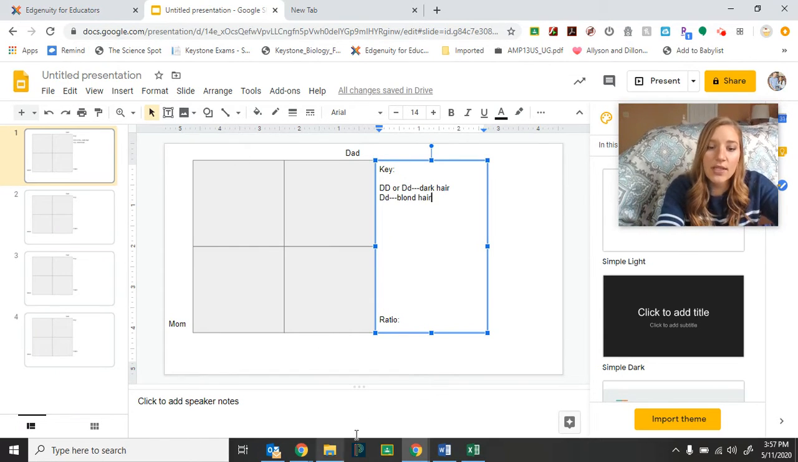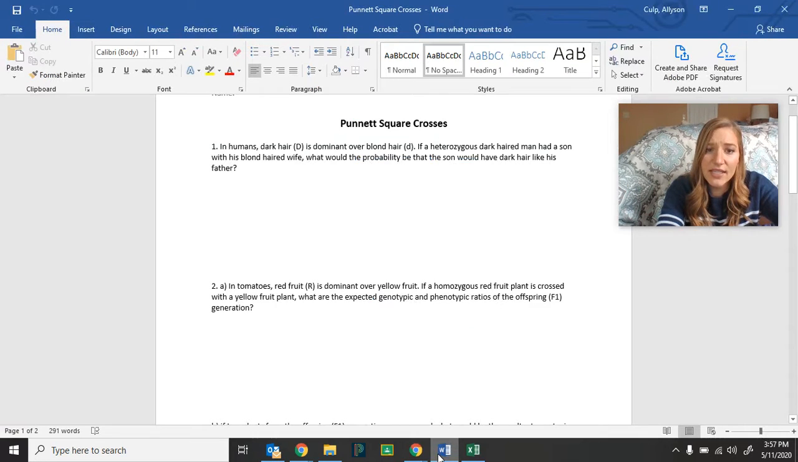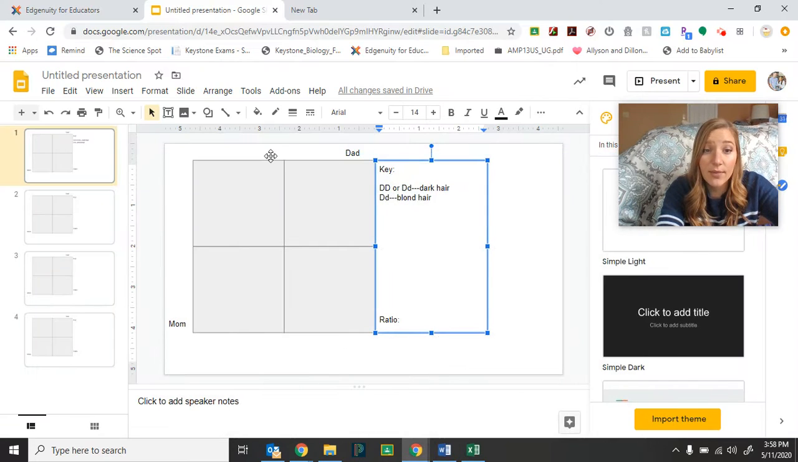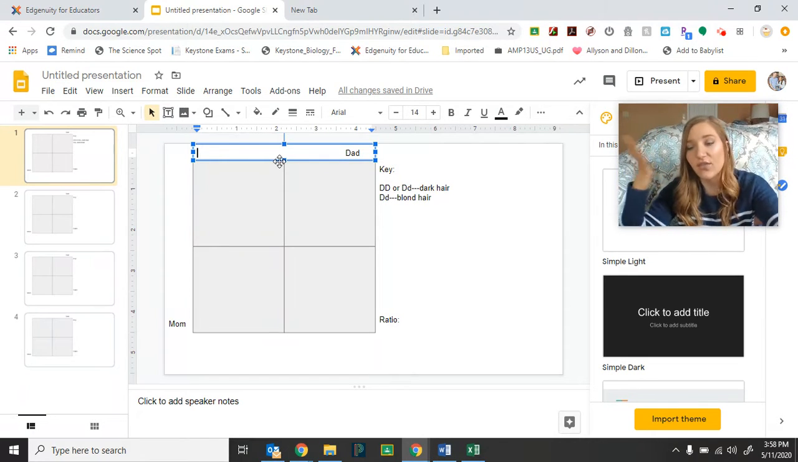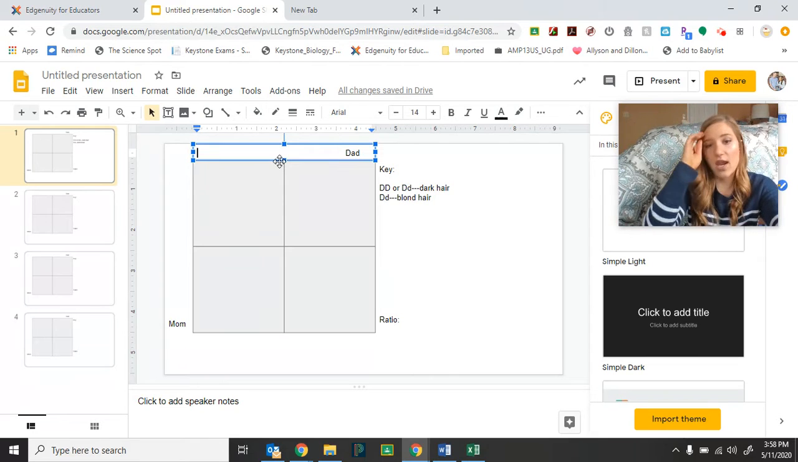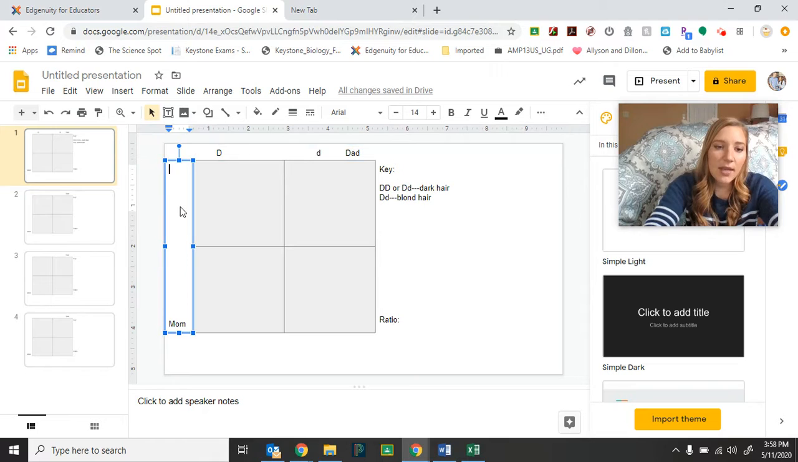According to the problem, the gentleman who's the father is heterozygous for dark hair and his wife has blonde hair. So here's the dad. Does it matter where you put the dad? No, I'm just putting him on the top so you know that this is the father I'm talking about. If he's heterozygous for dark hair, hetero means different, so he would be a big capital letter and a little lowercase letter. He marries a blonde woman.